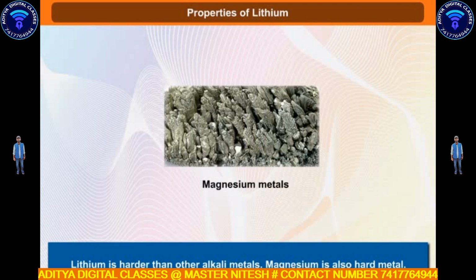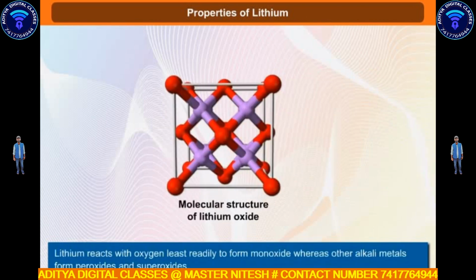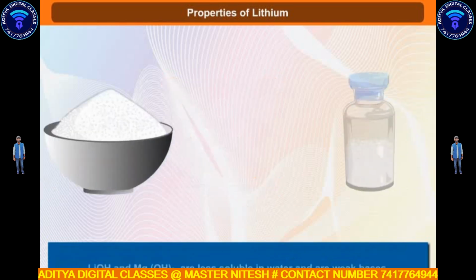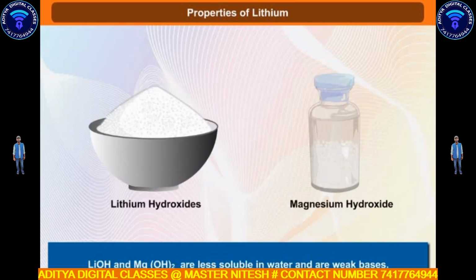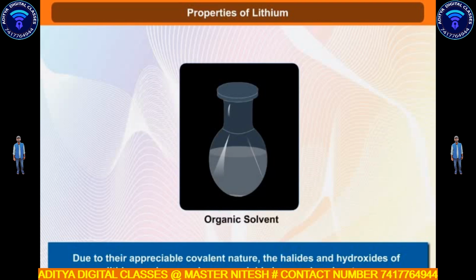Magnesium is also a hard metal. Lithium reacts with oxygen least readily to form monoxide, whereas other alkali metals form peroxides and superoxides. Lithium hydroxide and magnesium hydroxide are less soluble in water and are weak bases. Hydroxides of other alkali metals are strong bases. Due to their appreciable covalent nature, the halides and hydroxides of lithium and magnesium are soluble in organic solvents.